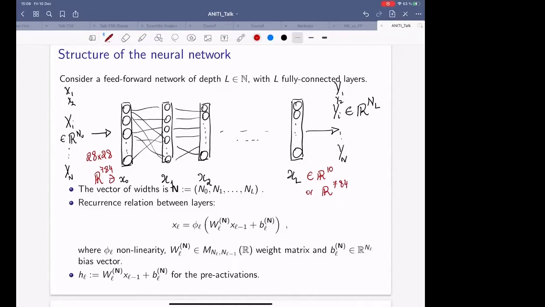Okay, so what are the hyperparameters of this problem? It's just the vector of widths. So this one is fixed, but for this one you can pick whatever you want, this one, etc. So this is the n's. Big N will always be the vector of widths, and the bold font N will denote the vector of all the sizes. You can also think of the non-linearities as part of the hyperparameters.